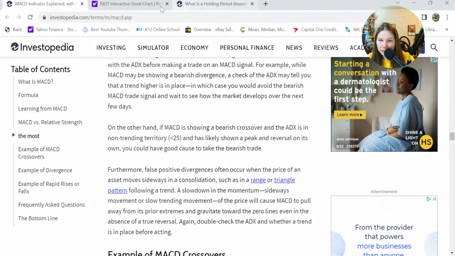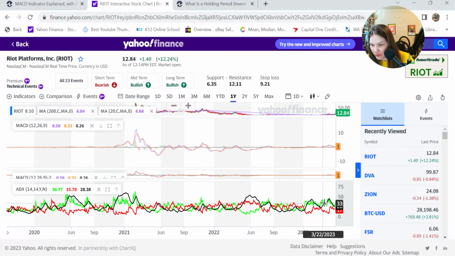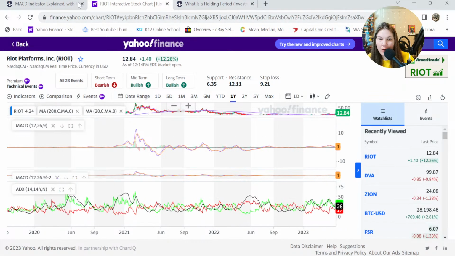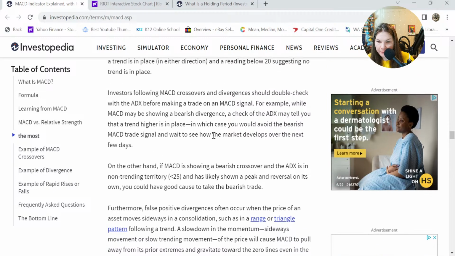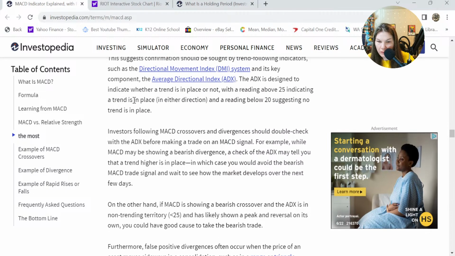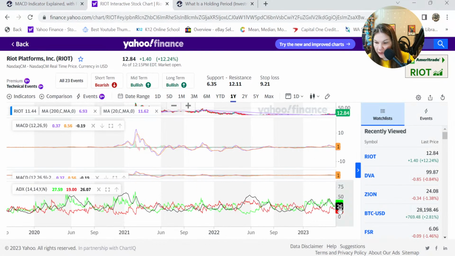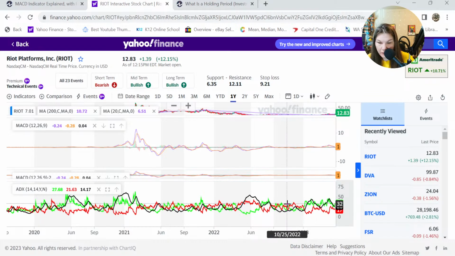Okay, so take a quick look really again. So if it goes over 25, they said, what is it? So less than 25, non-trending territory. A trend is in place over 25. So let us see, guys. Here's 26. It's at 26. So here is a trend taking place. It's going down. Where's 25? Anything over this line right here, a trend is taking place.